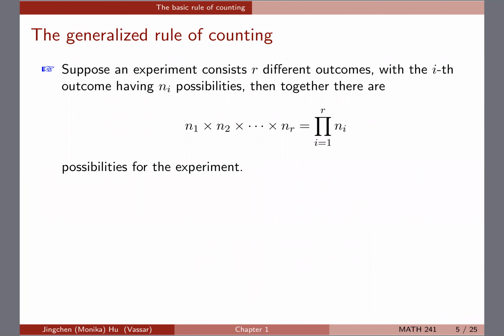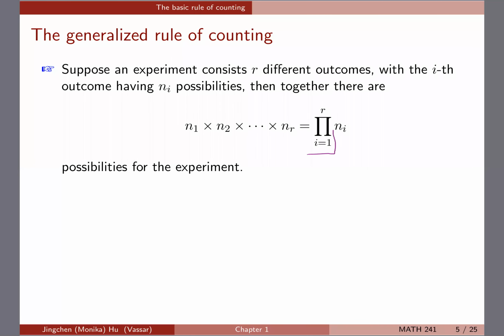And generically, we suppose an experiment consists of r different outcomes, and the ith outcome has ni possibilities. Therefore, in total, there are n1 times n2 times ... times nr possibilities for this experiment. Notice the notation that we have on the right here.